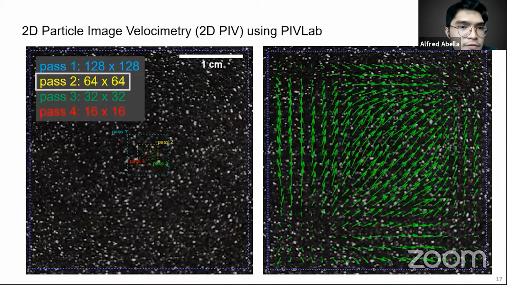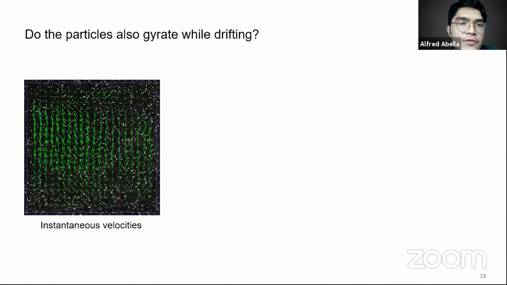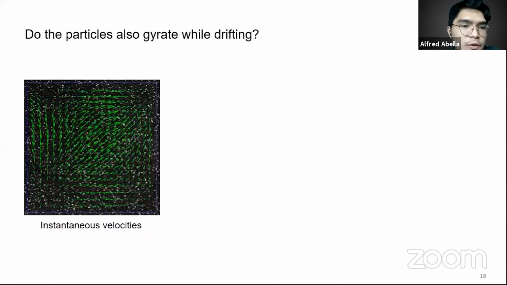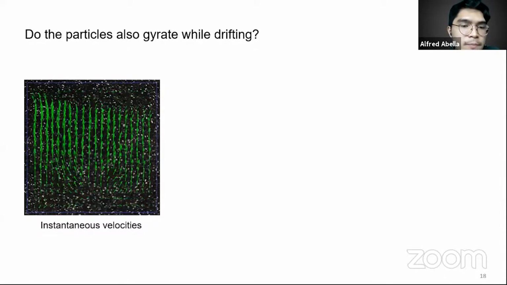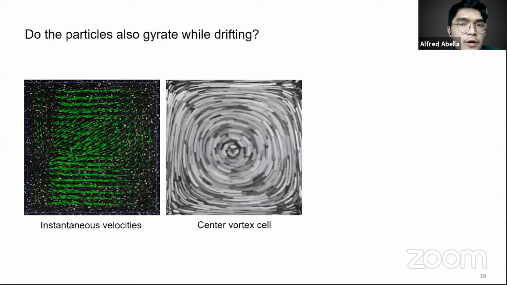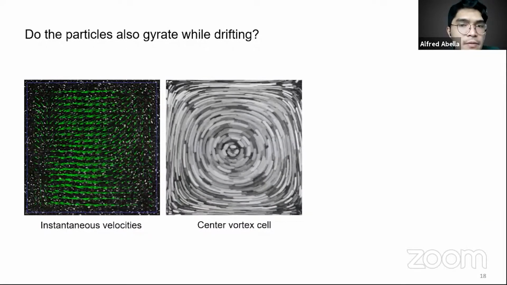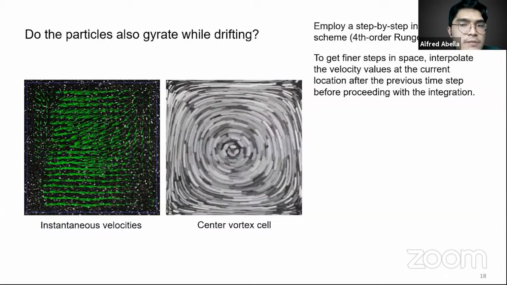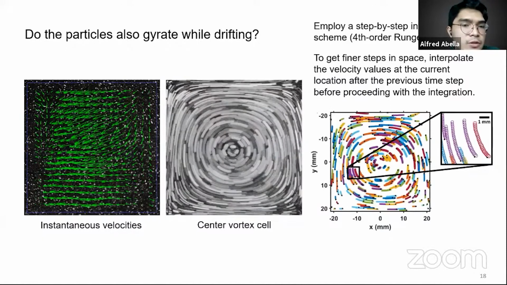Now, to check if the particles also gyrate while drifting, as we observed a while ago for the octupole vortex structure, we have to employ a step-by-step integration scheme. And then to get finer steps in space, we interpolate the velocity values before proceeding with the integration. So this is what we will get from the data. If we look at the zoomed-in image here, we can see the gyrations of the particles, where the black dots are the starting particle positions.